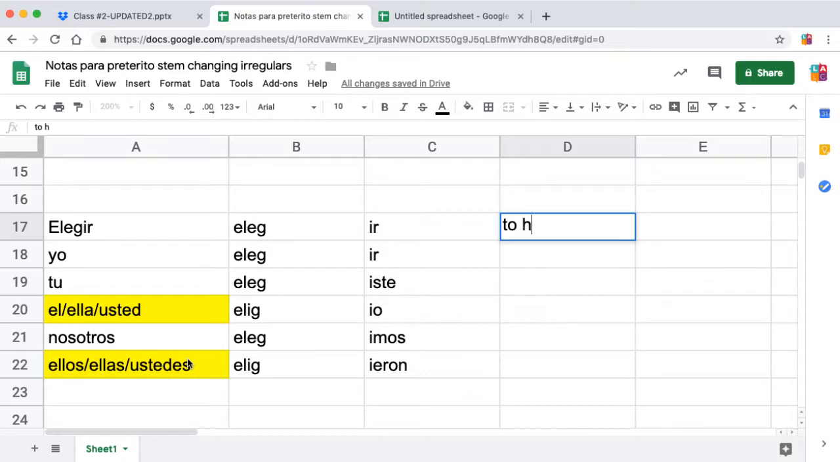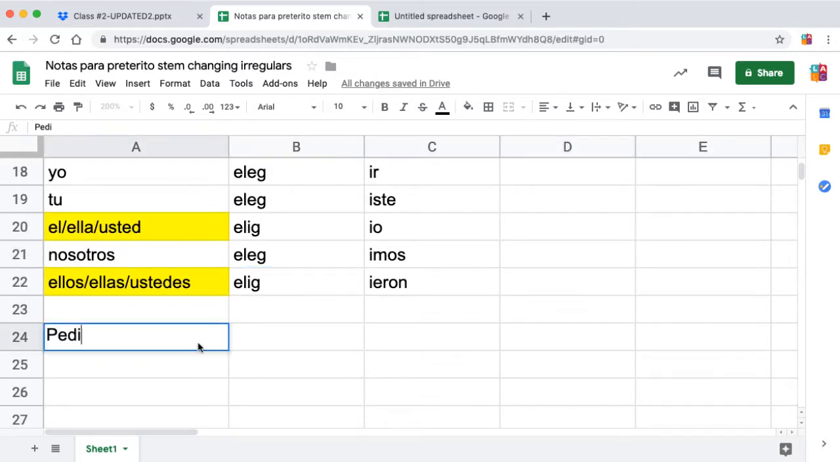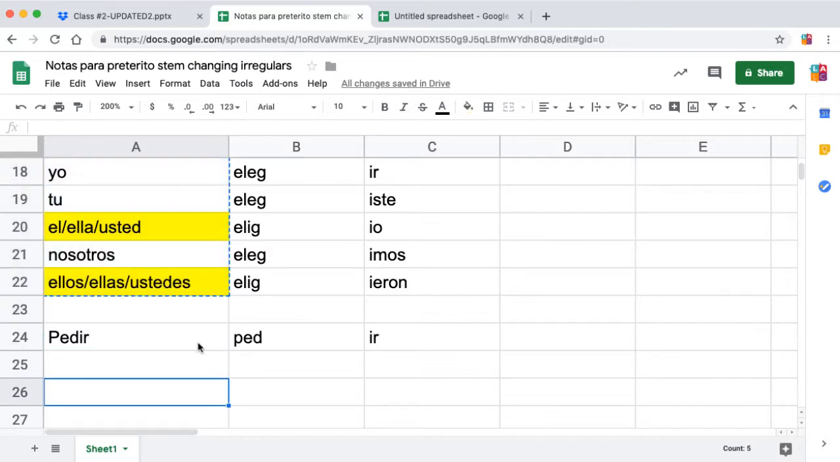To choose or to pick. Then you have the verb pedir, which means to ask for, and I want you to focus on that one too, to ask for something, okay? So pedir is pedir, okay? Again, you see how I form it.